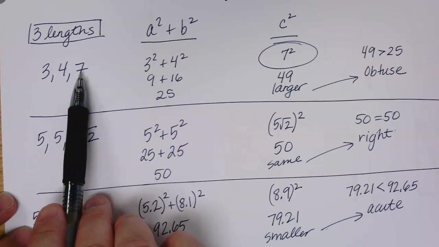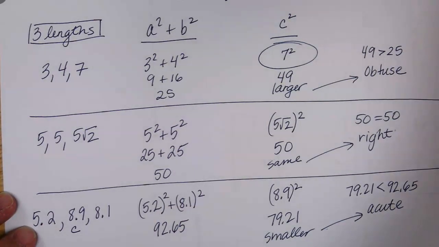You will notice, though, if you forget to check the ones that can't be a triangle, they always end up coming out to be obtuse. So if you forget to check, that's a hint. Go back and check the ones that came out obtuse.